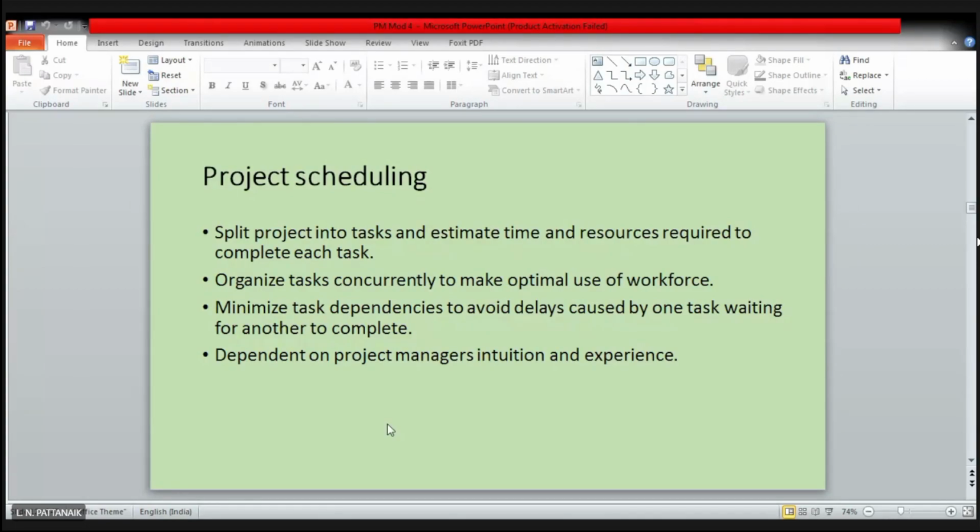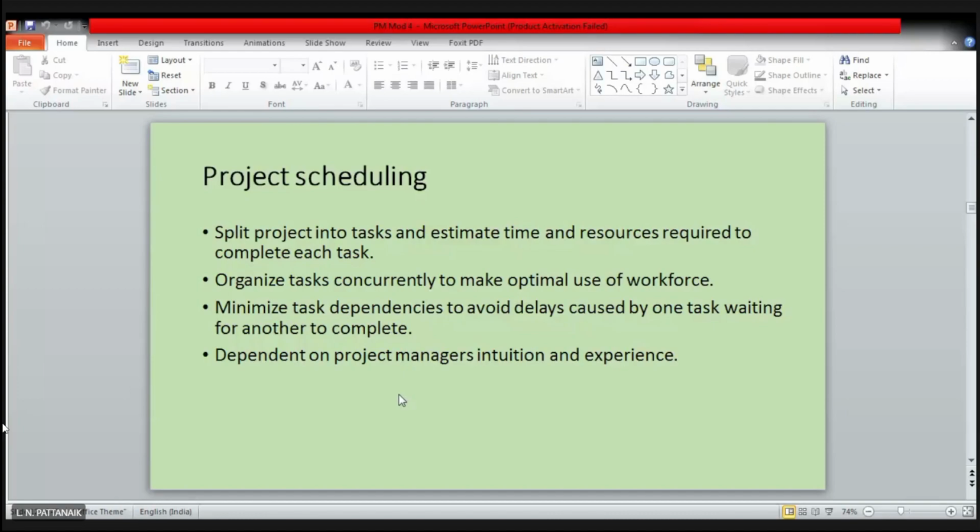So if you remember, we are discussing module 4. And I said in module 4, we have to deal with project scheduling. Project scheduling is going to handle the constraint, which is the time constraint of the project: how to complete the project as per your schedule, well within the time. It requires a lot of planning, of course. Otherwise, it is not possible to complete within that time.